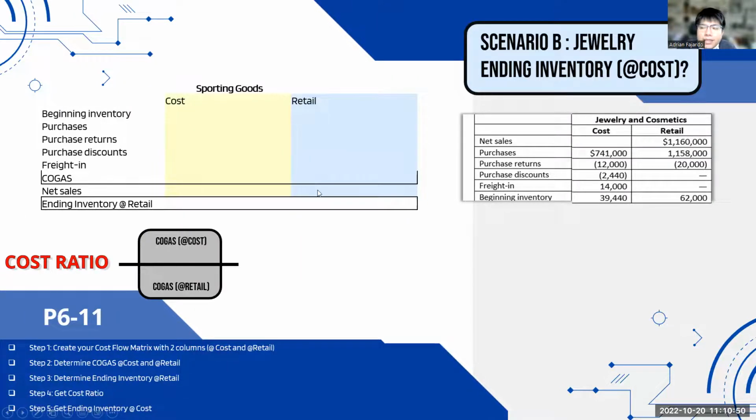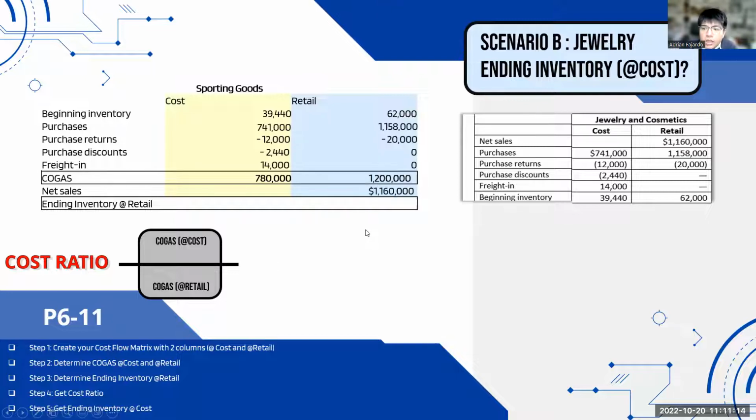So jewelry, we apply the same. First step, you first apply the right format sa given. One column is cost, one column is retail. Step 2, determine the cost of goods available for sale at cost by adding all of these together, and then at retail. Next, alam natin yung net sales or the cost of goods sold at retail. So sa retail lang natin siya ipapasok. So that we know the ending inventory at retail of 40,000.